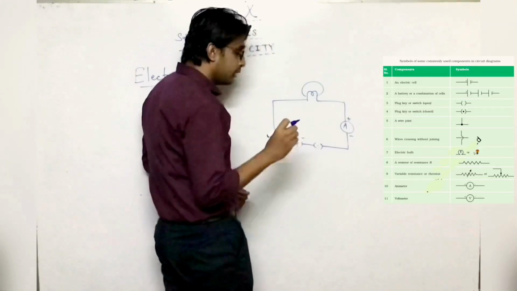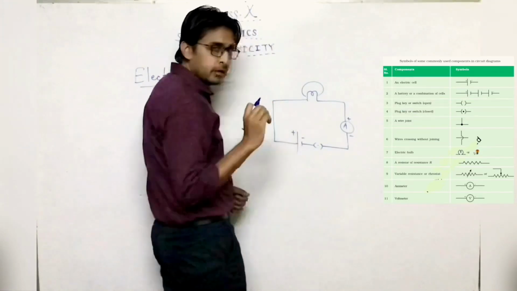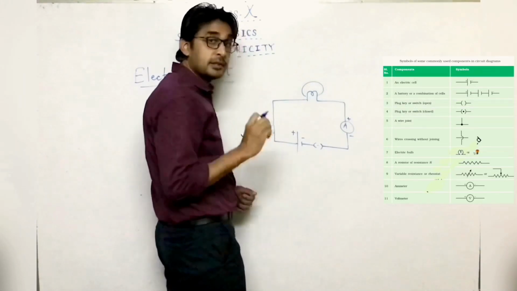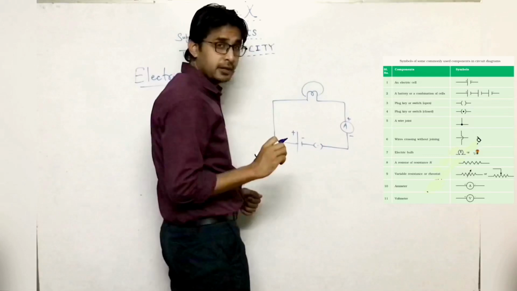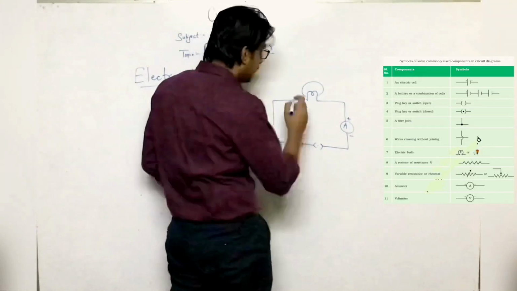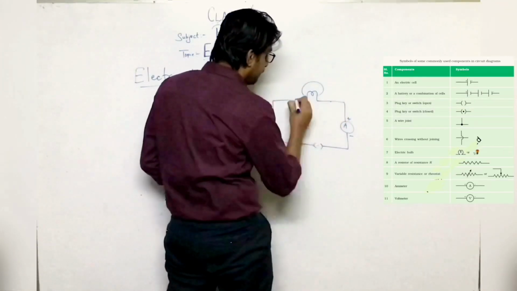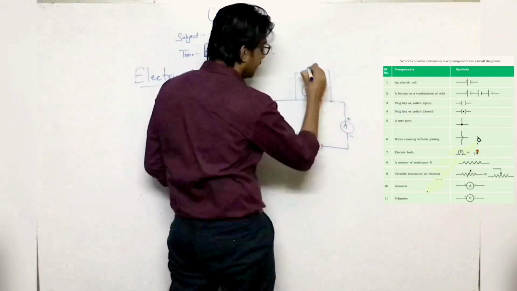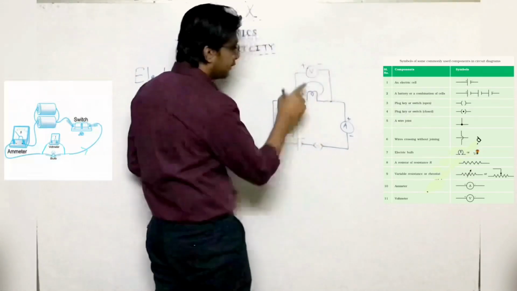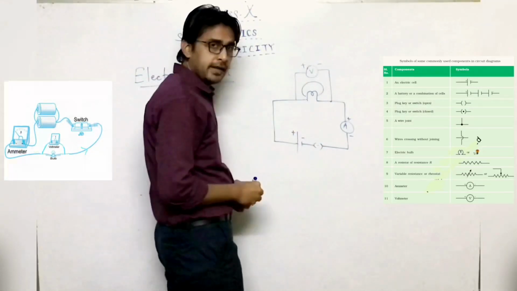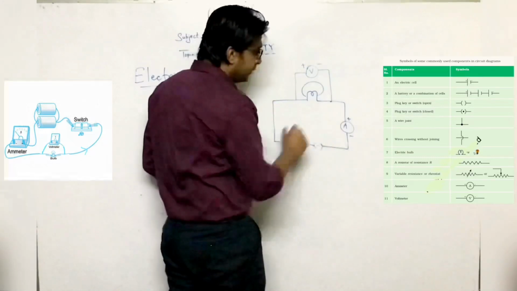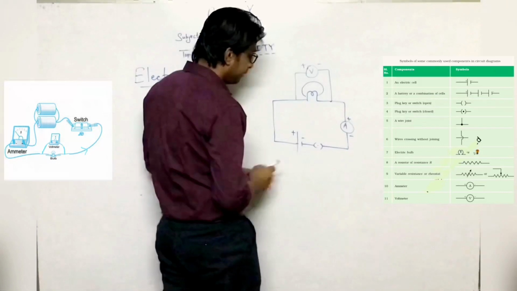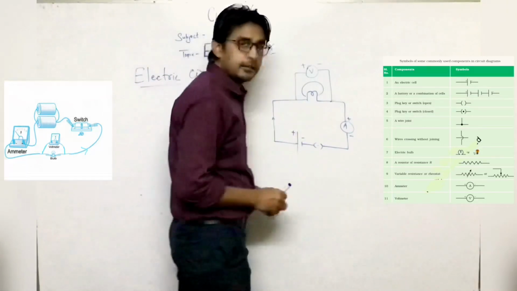Another thing we can connect here is a voltmeter. It should be connected across 2 points because voltmeter is used to measure electric potential difference, which is across 2 points. So suppose this is 1 point, this is another point, we can connect a voltmeter across it like this. So voltmeter will measure electric potential difference, ammeter will measure electric current flowing through the circuit. Okay, so this is a simple electric circuit.